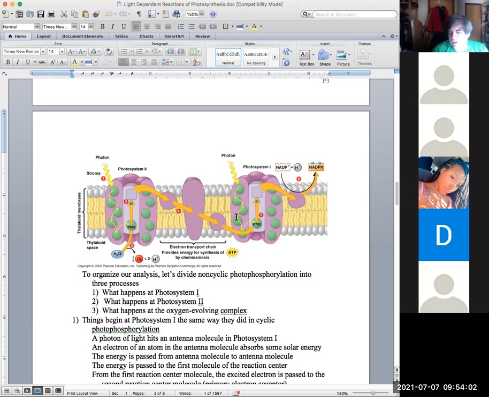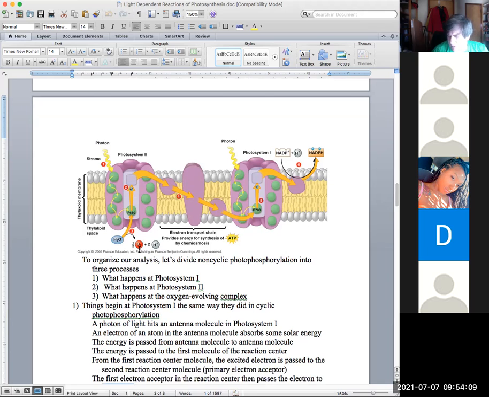This is where the oxygen evolving complex comes in. The oxygen evolving complex splits water into 3 parts. So oxygen, O2, and remember what I said, the plant cell might use this oxygen, but most of it is going to be released into the air. Some hydrogens with positive charges, and electrons. So these electrons are going to go into photosystem 2 to replace its missing electrons.